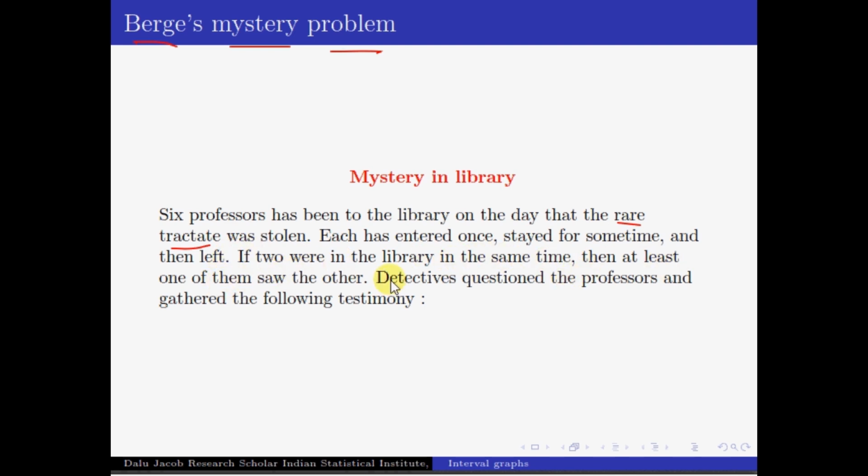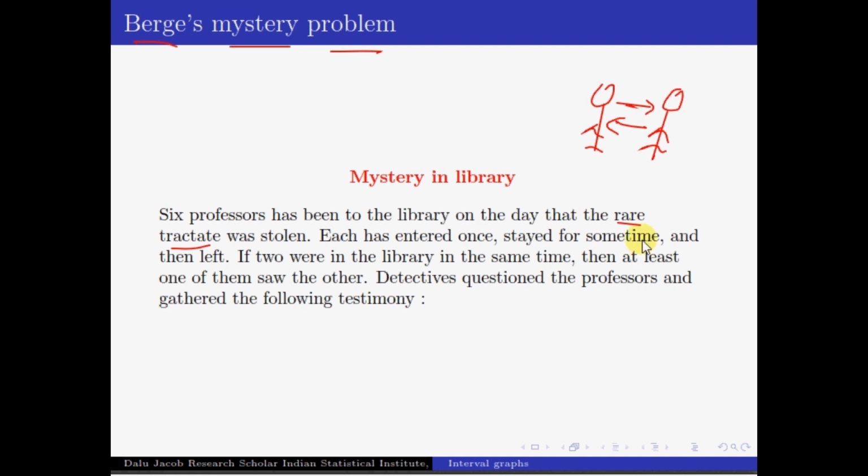So each professor has been to the library only once, stayed for some time, and left. But if two people were there in the library at some point of time together, then at least one of them saw the other. So if there are two professors in the library at the same time, then either this person has seen this one or this person has seen this one. This is the fact that we know. As only these professors were in the library, it is quite clear that one of them has stolen the book, right?